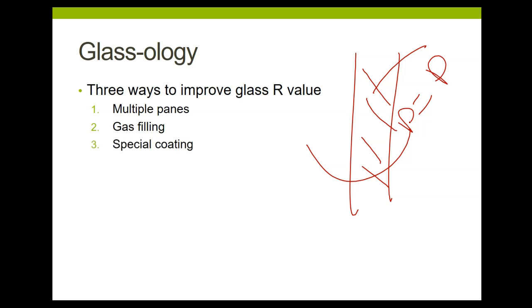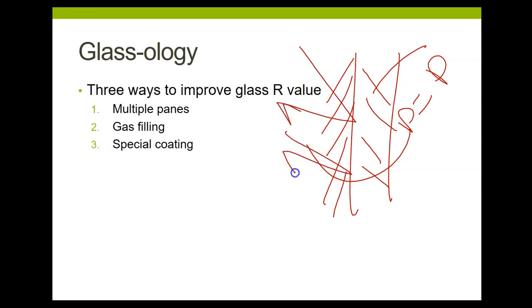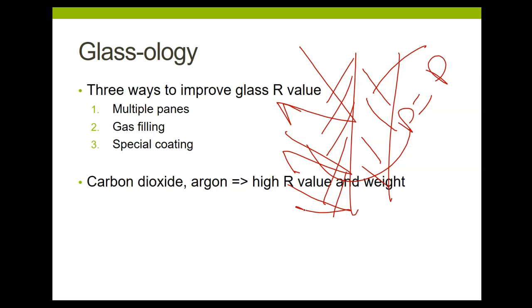We can also do a special coating from the outside to reflect sunlight. Carbon dioxide is one of the options to fill that gap. Argon gas has a high R value and high weight, so it maintains its location and does not leak as fast. We can also improve the glass spacers. When you see a lot of small little panes, it's just to insulate the glass and provide some structural support so the two panes do not collapse on each other.